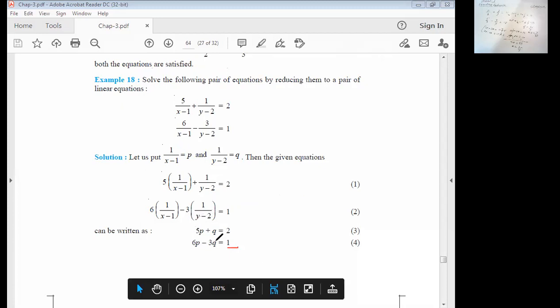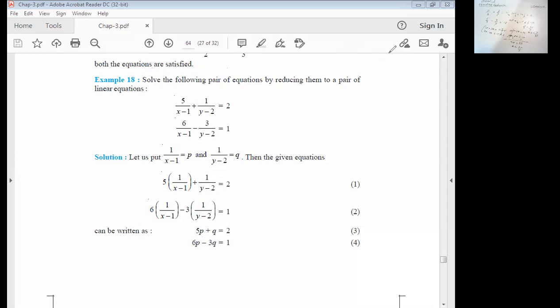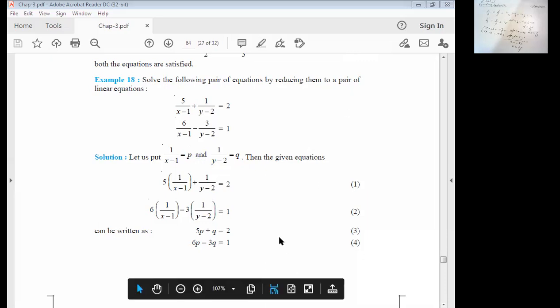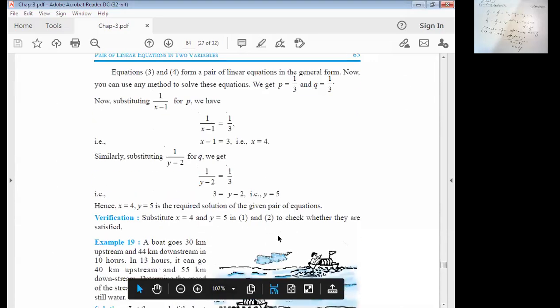Now, students, we can easily solve this pair of linear equations by the elimination method, and we can easily get the values of p and q. At last, put the values of p and q back, where we let the values p and q, and again we get two equations, and after solving them we can easily get the values of x and y. Look at the screen. What will we get? x is equal to 4 and y is equal to 5.